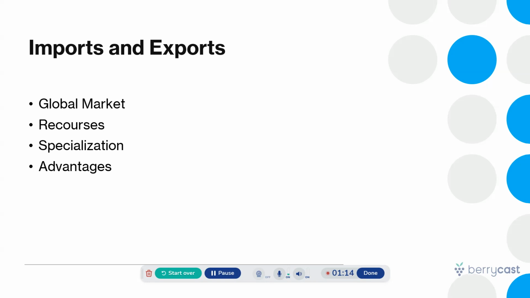Imports and exports. A product that is sold to the global market is called an export, and a product that is bought from the global market is an import. Imports and exports are accounted for in the current account section in a country's balance of payments. Global trade allows wealthy countries to use their resources, for example, labor, technology, or capital, more efficiently.